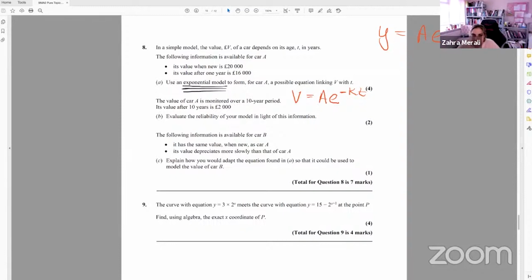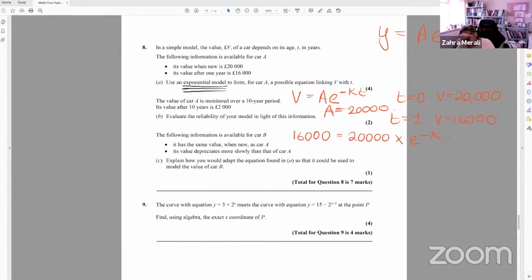And now we're going to plug in some numbers. We know when t equals 0, v equals 20,000. And we know that when t equals 1, v equals 16,000. So the first one, when we stick t equals 0 in, we're going to be left just with A. So that tells us A equals 20,000. And so we end up when t equals 1, v equals 16,000 equals 20,000 times by e to the minus k.